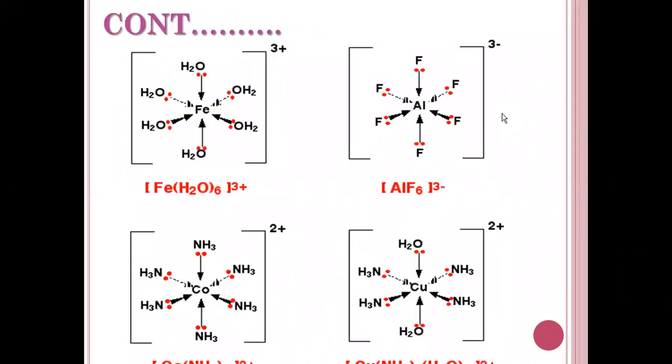I have given some more examples. Just go through them and try to understand what is happening in the dative metal complexes. You can see here the water ligands are there, and the ferric ion Fe3 plus. The lone pair is present on the oxygen of the water ligands, so it is able to provide the lone pair to this ferric ion, and ultimately it ends up as a dative metal complex. These are all examples of dative metal complexes.